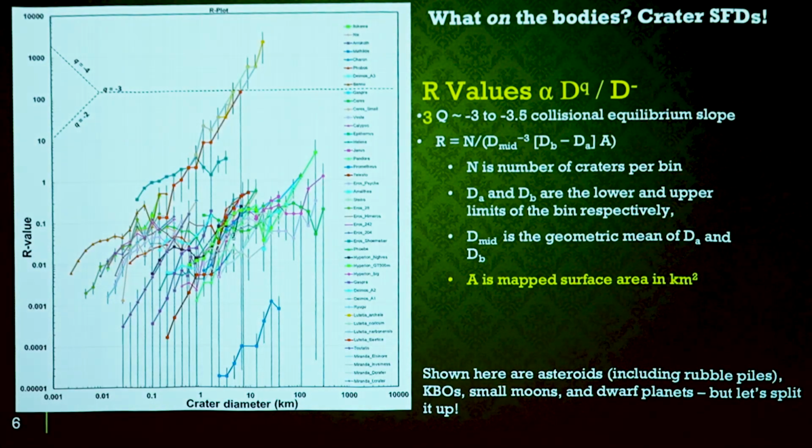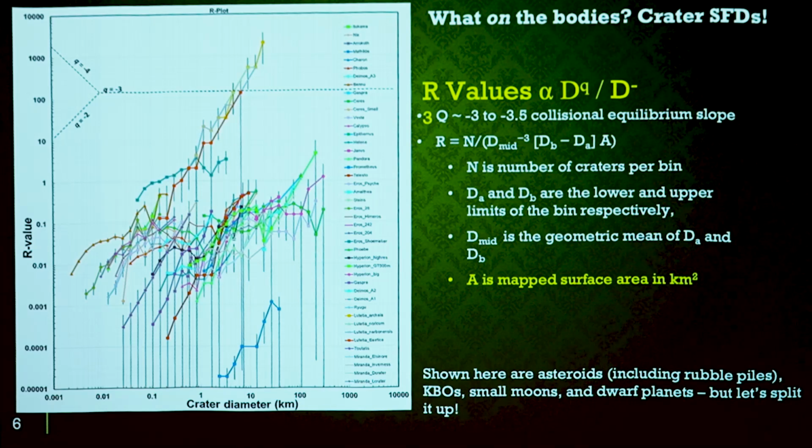And once we got our bodies, what are we worried about on these bodies? The crater size frequency distributions, which is a mouthful, so I will say SFDs. And you'll be seeing this style of plot a lot, so just to break down what you're looking at, this is an R plot of the differential values for the crater diameters. And it's based on this equation right here, which I'm sure a few of you have seen, but I wanted to put it up to emphasize two things.